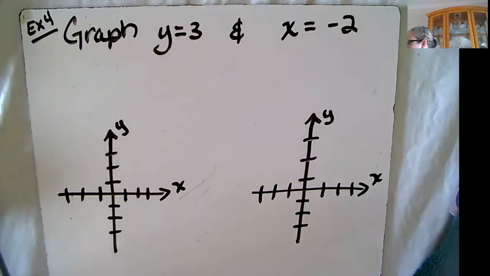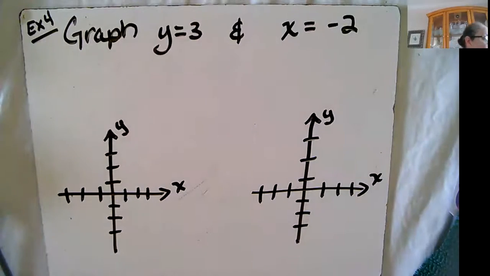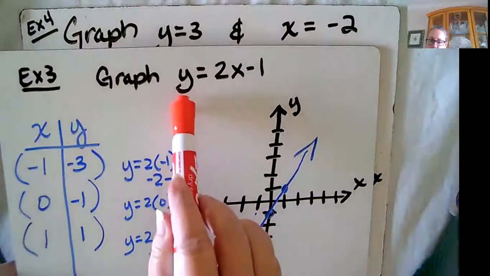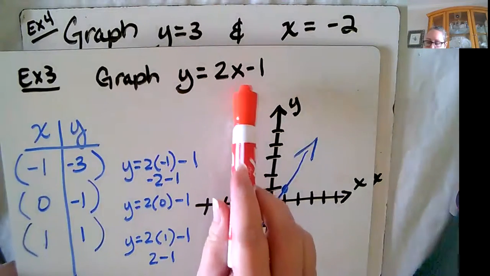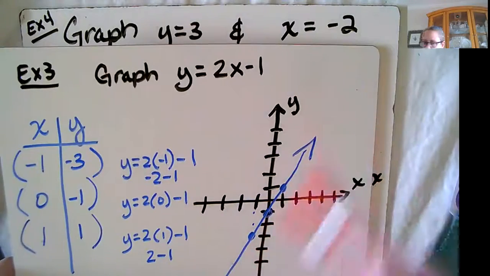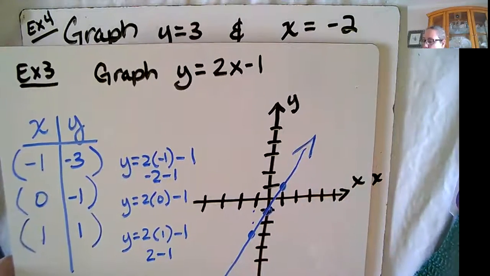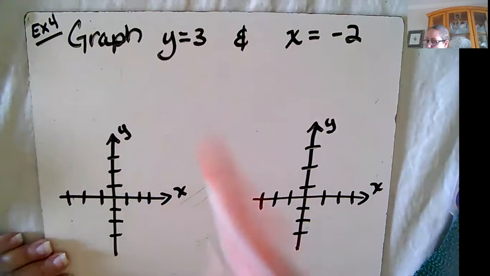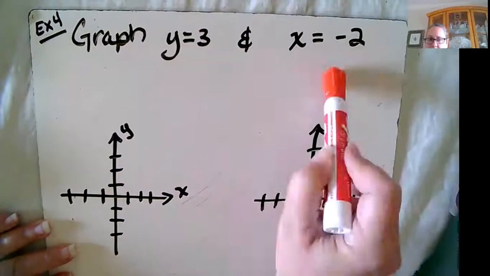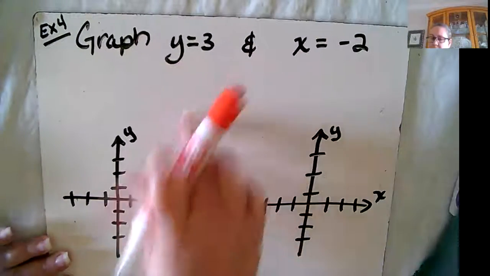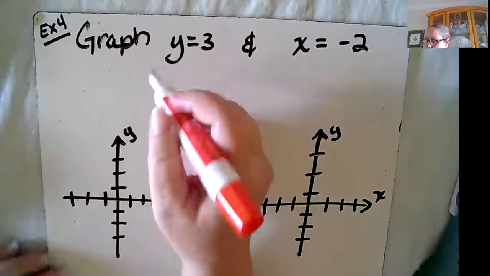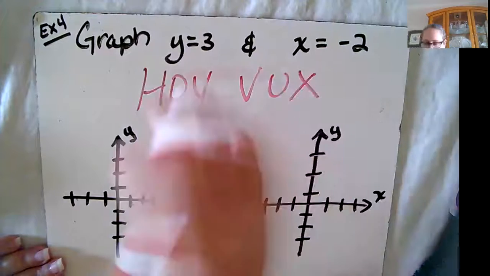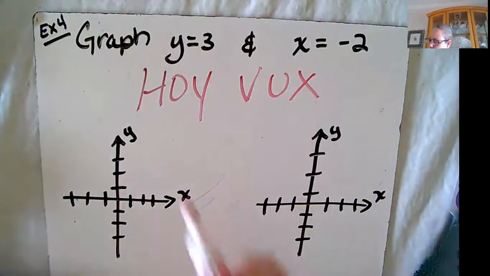So in the previous problem, we graphed an equation that has a y value and an x value in the equation. That's why we get a straight line with a slope involved. When you graph with only one variable, like these two equations, that's when you use that famous little thing, HOY VUX. This is for graphing purposes, and it gives you some clues.